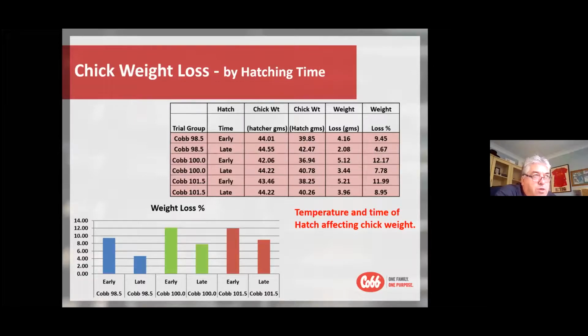In a normal hatch window, you're always going to get early chicks and late chicks, something like a 24 hour spread. So as a broiler manager, you're not going to find all the chicks weighing 40 grams or 42 grams. What you should see is a little bit of variation, probably a couple of grams either side, due to early or late hatching. What you can see, though, is that as you increase temperature, the weight loss becomes greater when you have those chicks hatching early, and that is a potential risk for dehydration.